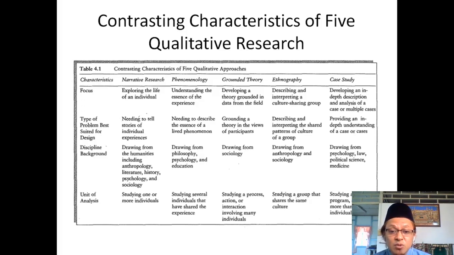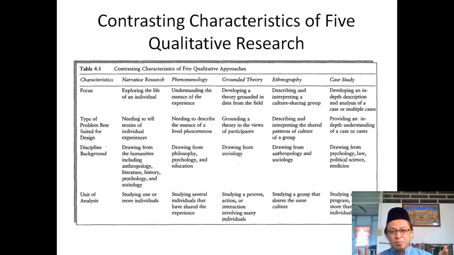Phenomenology, you are studying several individuals that have a shared experience of a certain phenomenon. Okay, like the example I mentioned just now, those who survived the tsunami. So these people may share some experiences, so you want to study them. Okay, so the unit of analysis is still individual. Grounded theory, this one, you will study a process or action or interaction involving many individuals. So the unit of analysis can be a process, can be an interaction involving many individuals, still individual.